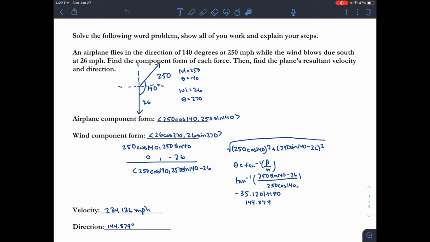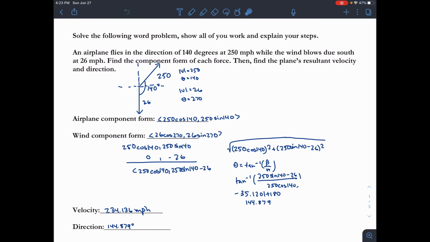So first, what we have to do is draw the vectors. First, we'll do the airplane one. The airplane flies in the direction of 140 degrees at 250 miles per hour. So first we can just make this the 0 or 360 line, and we can make it go 140 degrees, and we know that the magnitude equals 250. So this is the airplane vector. The magnitude is 250 and the degrees is 140.